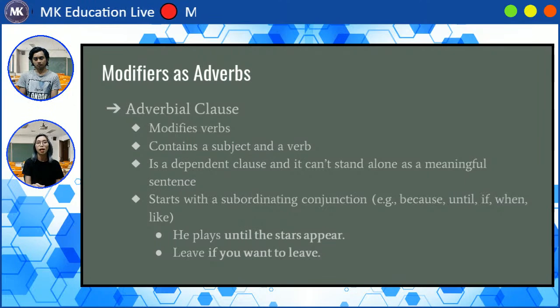We have some examples here. He plays until the stars appear. So the adverbial clause started with a subordinating conjunction, which is until. And the second example, leave if you want to leave. Okay, we have a subordinating conjunction, which is if.